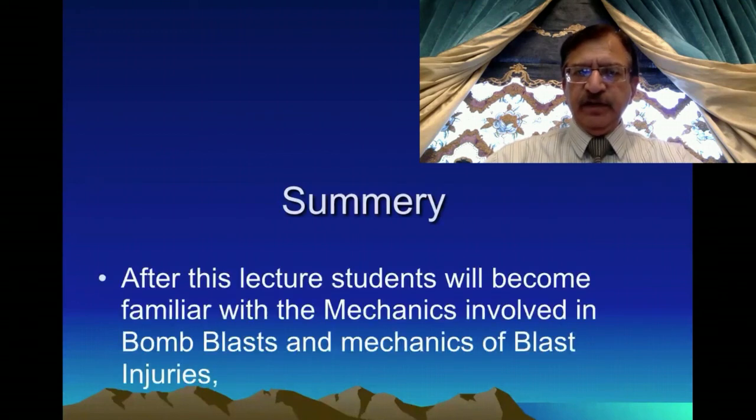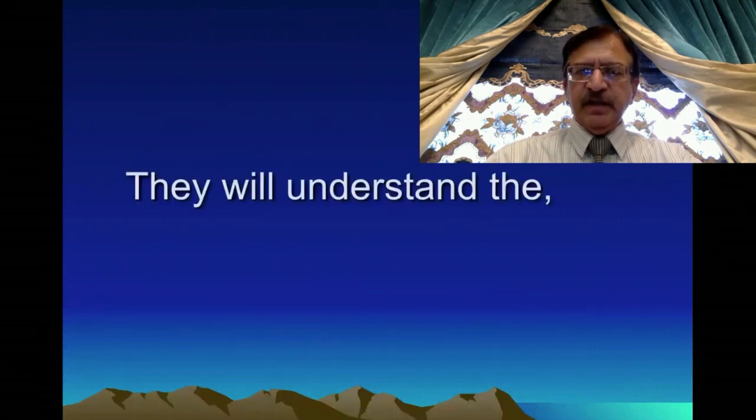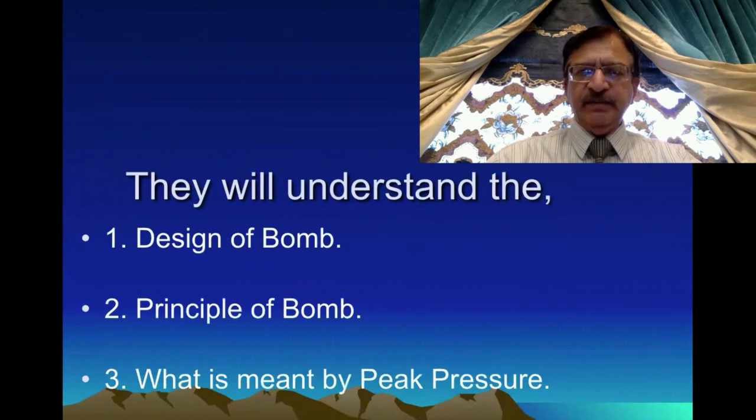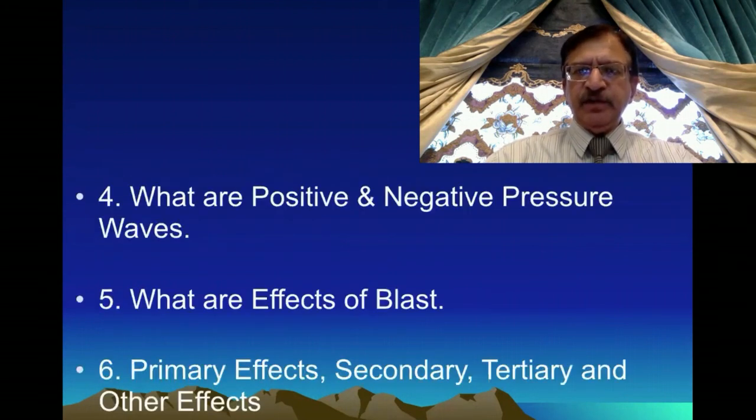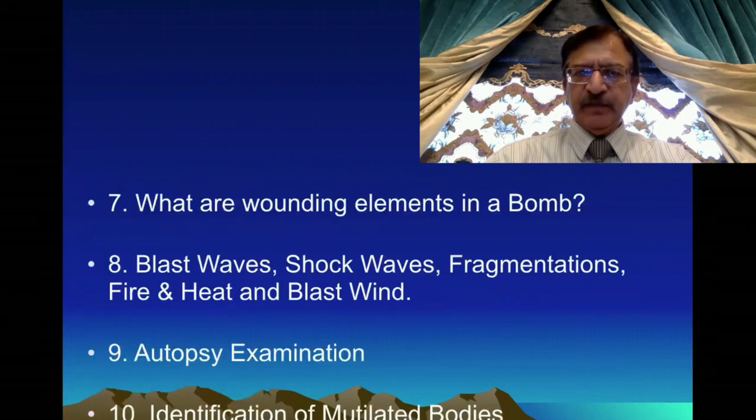So in this lecture, we have discussed the bomb blast and its mechanics. And we are now able to understand the basic design of the bomb, the principle involved in the construction, what is meant by peak pressure, what we mean by positive and negative pressure, and what the effects of the blast are, which may be primary, secondary, tertiary, and other effects. So what are the wounding elements in a bomb? The blast wave, shock wave, fragmentation, fire heat, and blast wind are the main elements responsible for injuries. So we have discussed and understood now how it happens.